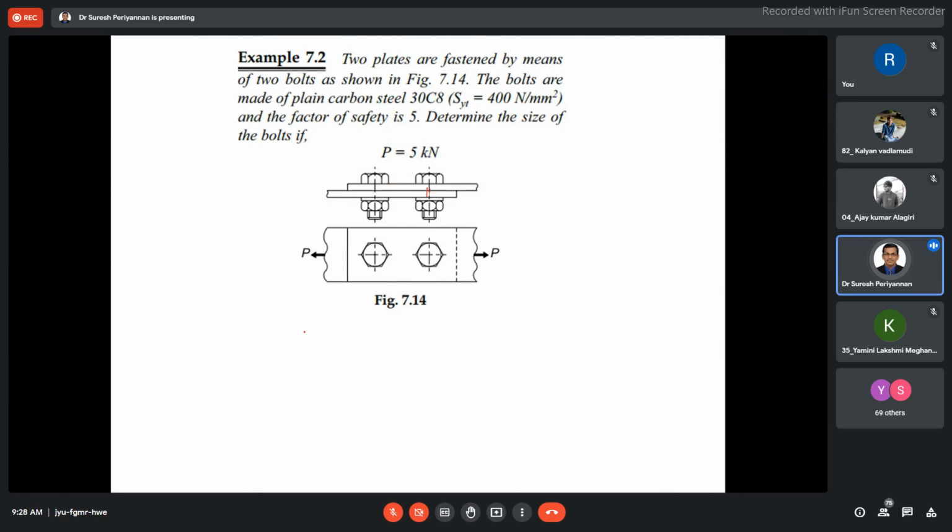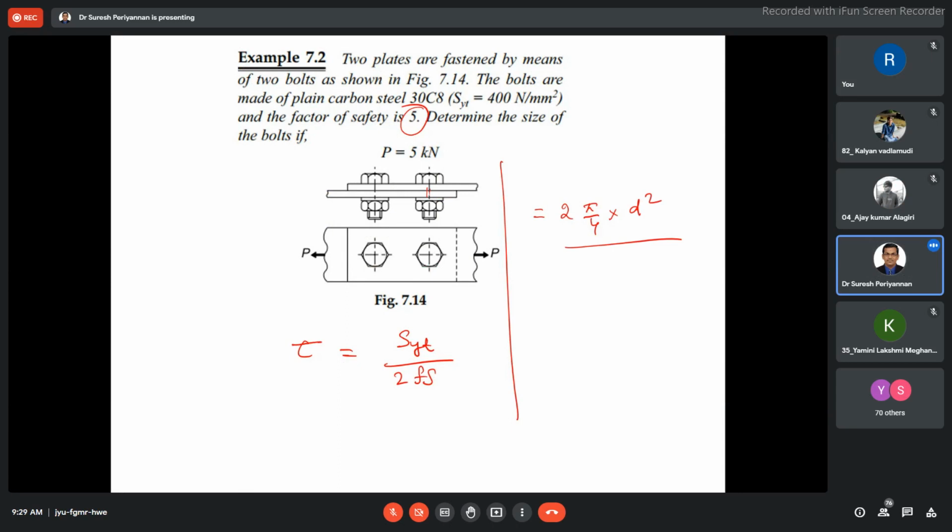Then tau is equal to what? Let me write the formula; you can understand and try on your own. Tau is equal to sigma SYT divided by 2 into Fs. Fs is given as 5. Now, how many shears are there? Two shears, so shear area is 2. Shear area is equal to 2 into pi by 4 into DC square, nominal diameter square.